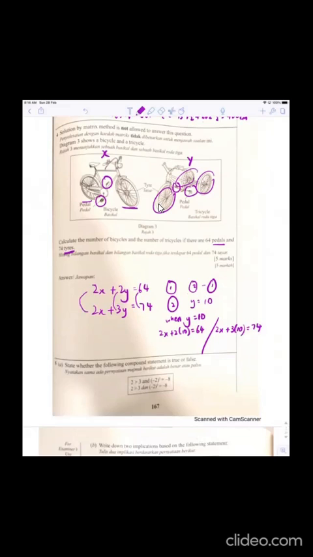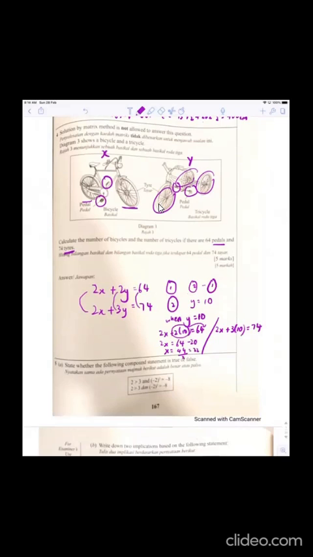So after that you calculate 2x equals 64 minus 20. This one is 20, right? 20 you move here, 64 minus 20, so you get 44. So 2x equals 44. 44 divided by 2, so equals 22.